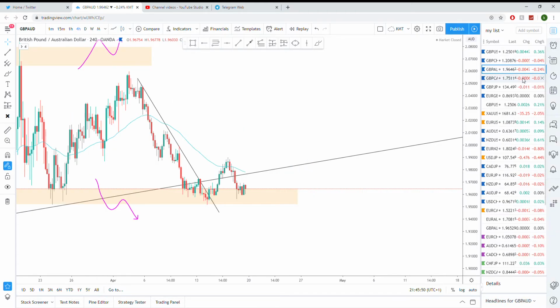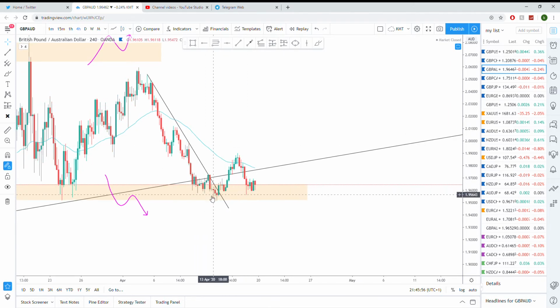Just to recap again, no real move here. We're just waiting for the push to the downside, the pullback, and then the push further. But for now, we're still stuck in this range until we make an actual move to the downside.